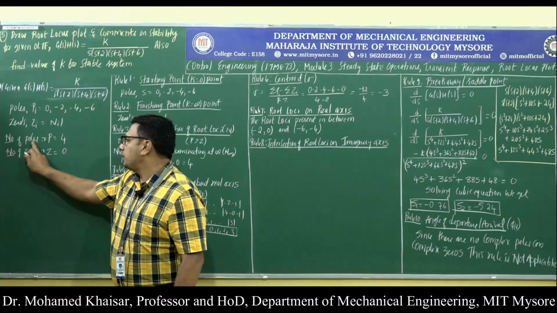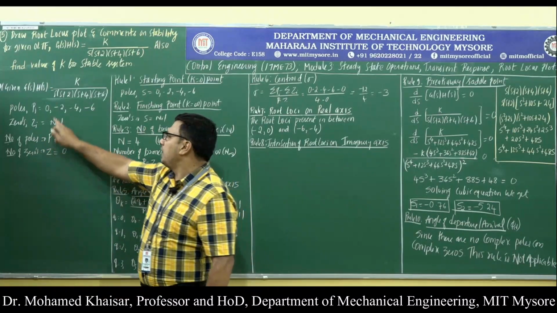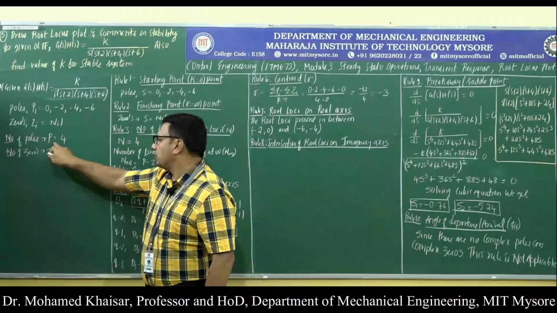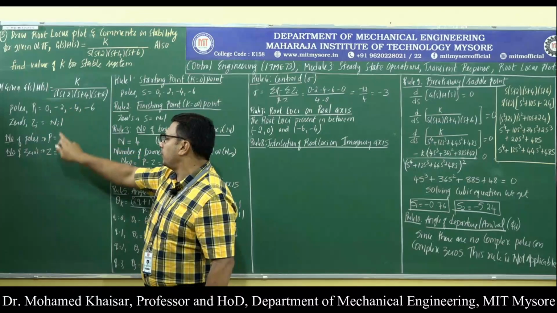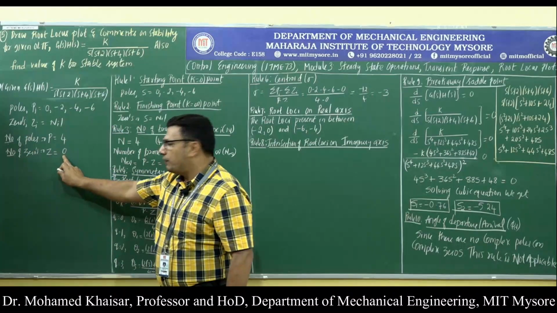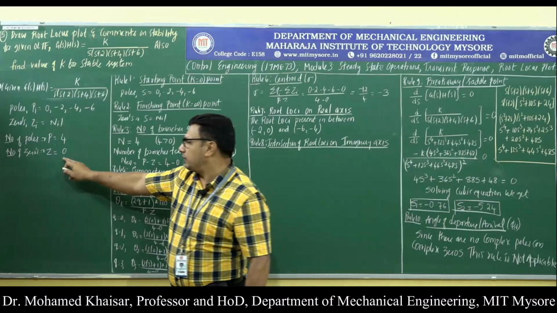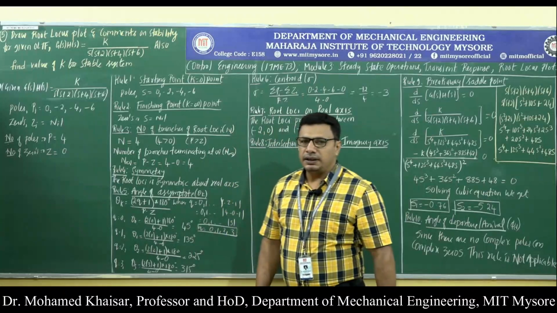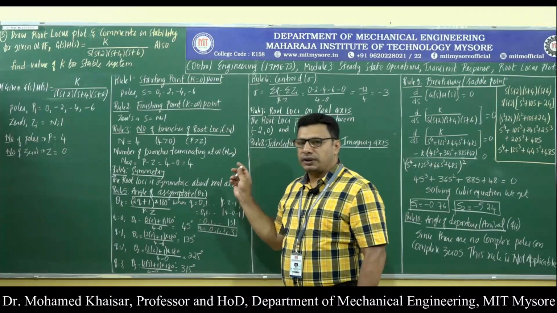Now, the number of poles, capital P: how many poles are there? 1, 2, 3, 4. There are 4 poles, so the number of poles in the given open loop transfer function is 4. Number of zeros, there are no zeros. So now we will write it as an integer 0, because it is the count, the number of zeros. Then we will apply the root locus technique rules.